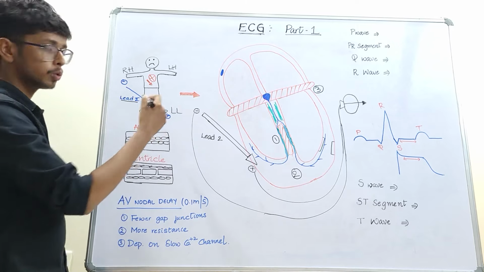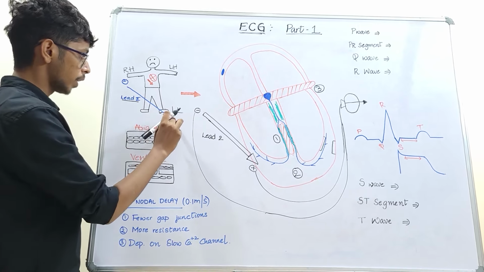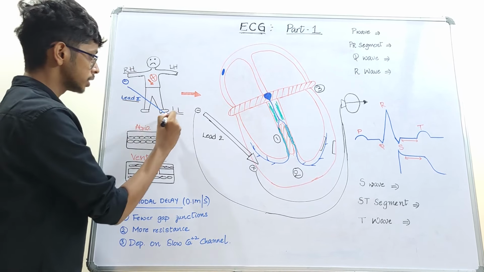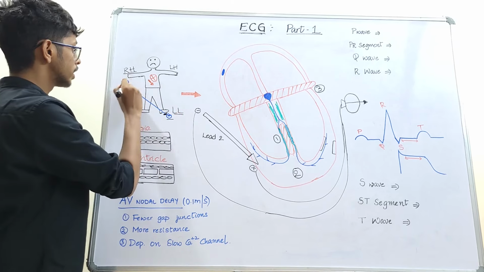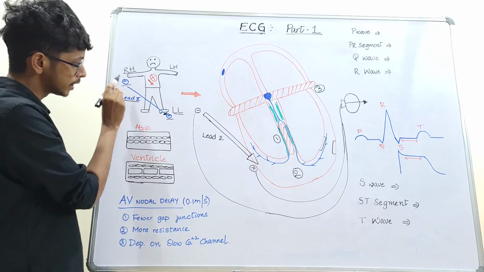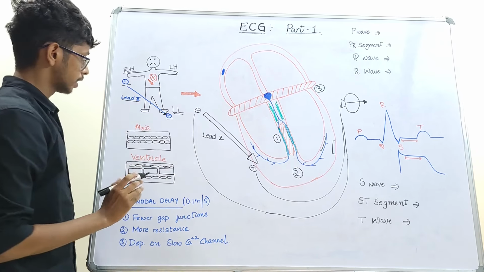Consider this as a patient who is coming to our OPD to get his ECG done. We connect two leads, one lead to the left leg and one lead to the right hand. Positive lead to the left leg and negative lead to the right hand. Now the axis of this lead becomes this one, in this direction, that is downward and towards the left side.